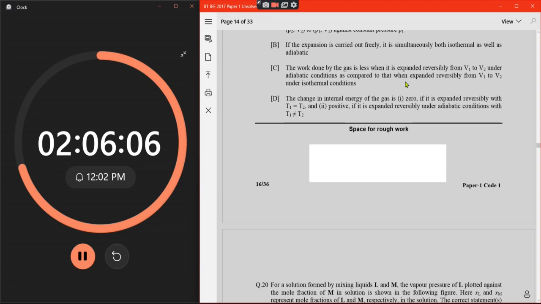So the work done by the gas: Q equals W plus delta U, which means the work done by the gas is Q minus delta U. So Q is bigger here, and of course Q is bigger in the isothermal case. So why would this be smaller? It's kind of weird. That's not making sense.